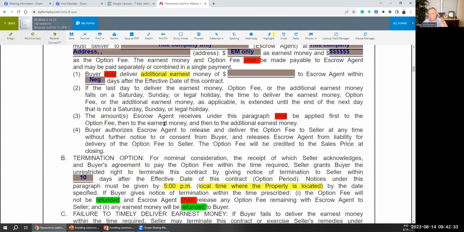Additional earnest money, when we talk about backups, if you're going to do a backup contract, additional earnest money is a great way to go.